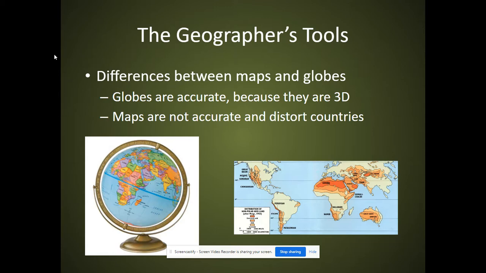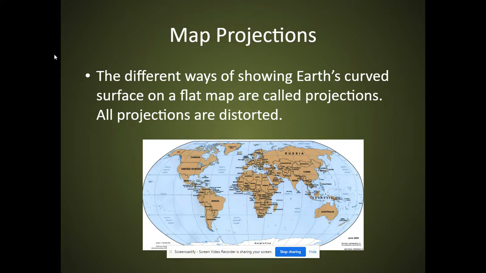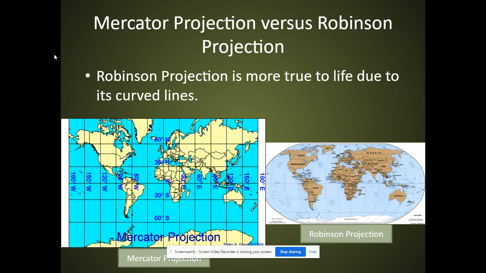And that's because the Earth is round. It's not flat. It's 3D, not 2D. And that is where the problem comes in. Now, there are different map projections. And so you might see a map of the world look different depending on if you're looking at one that's like a Robinson projection or one that's a Mercator projection. So we have the Mercator projection and the Robinson projection here on this slide.